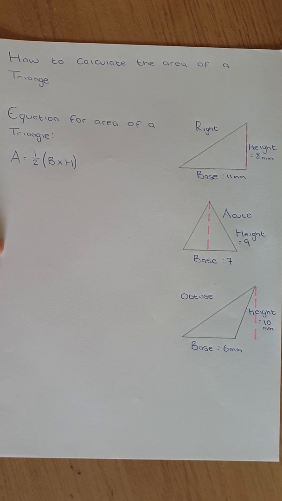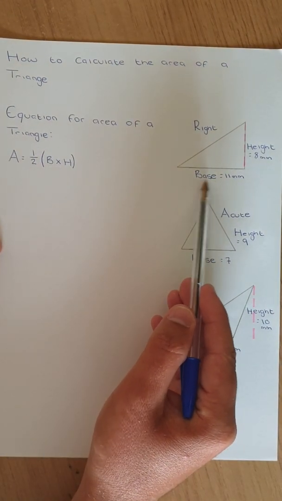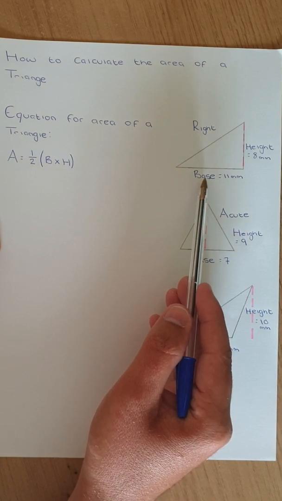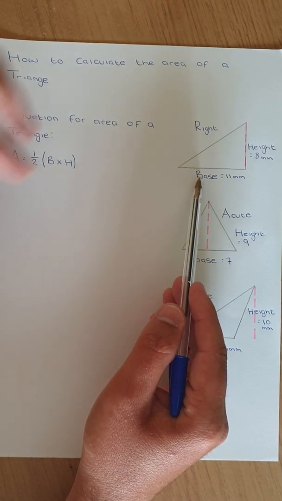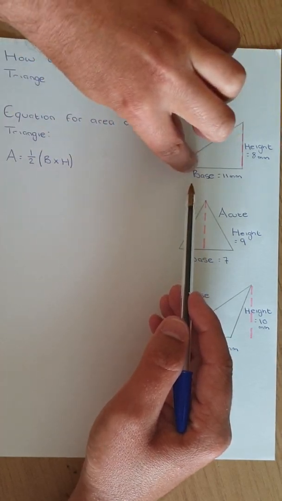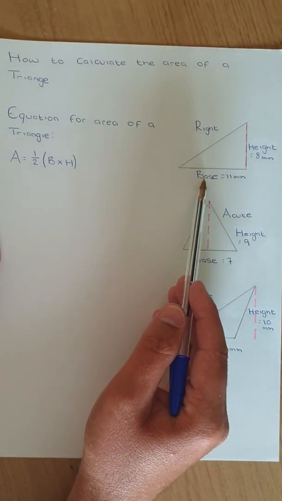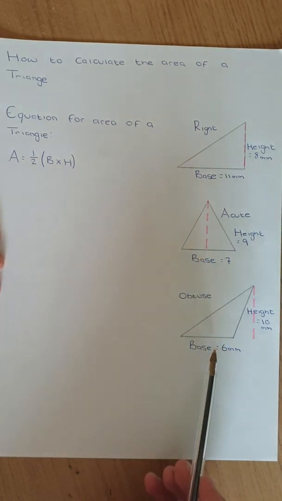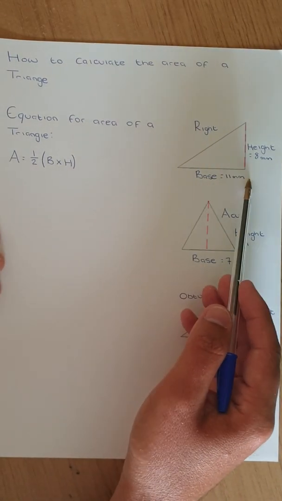Firstly, we need to have the base here horizontally. So this triangle could be rotated this way, so the base would be at an angle. So we need to make sure that the base, same for all the triangles, is horizontal.